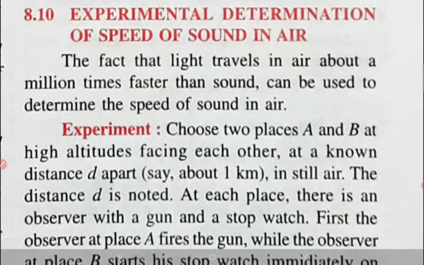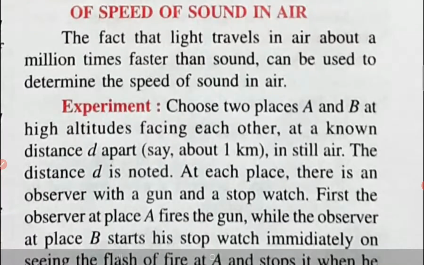Now the experiment: choose two places A and B at high altitudes facing each other at a known distance d apart, say 1 kilometer, in still air. The air should not move, otherwise we have to account for the direction of the wind as well. The distance d is noted, which is about 1 kilometer. At each place there is an observer with a gun and a stopwatch. So basically we have two buildings.